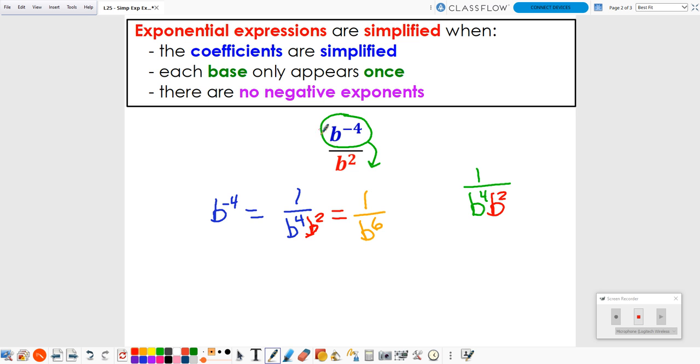Okay, so this is just kind of a shortcut way for me to remember. Whenever you have a negative exponent, it's just going to change positions in your fraction. And this will leave me with my final answer of b to the 6th. So now let's put everything together.